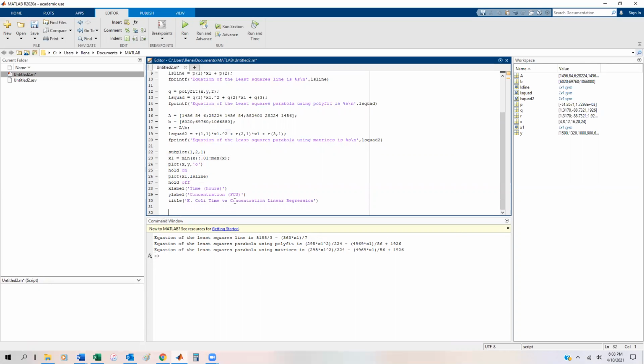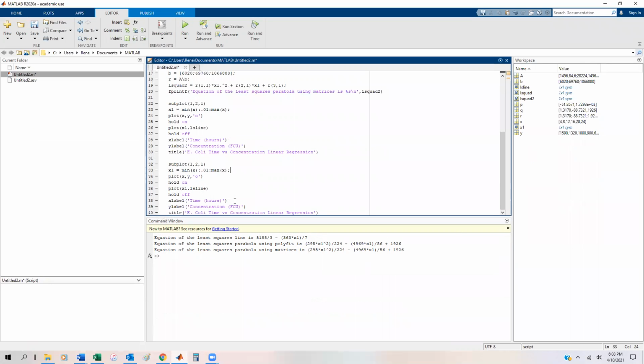Now let's just copy and paste this. And we're going to change this to 2. We're going to plot x1 versus ls quad. And then we are just going to change this to quadratic. All right. So let's give it a run. Let's see what happens.